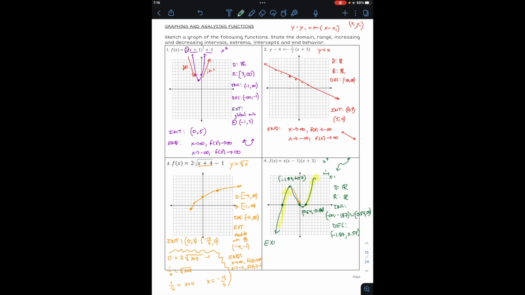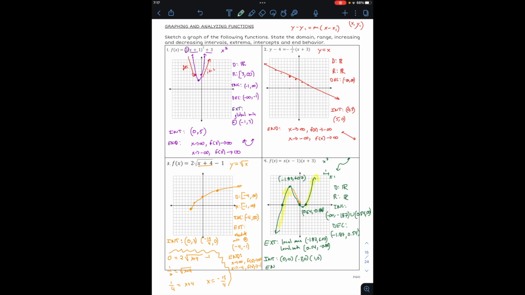Our extrema, so we have a local or relative max at that coordinate negative 1.87, comma 6.07. We have a local min at the coordinate 0.54, comma negative 0.88, or at least approximately so. Intercepts, so we have x and y intercept of 0, 0. We have an x-intercept of negative 3, 0, and an x-intercept of positive 1, comma 0.